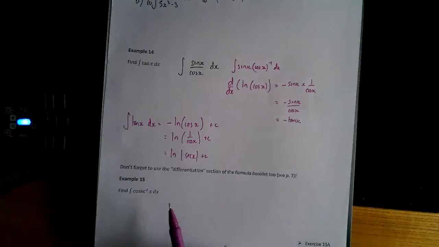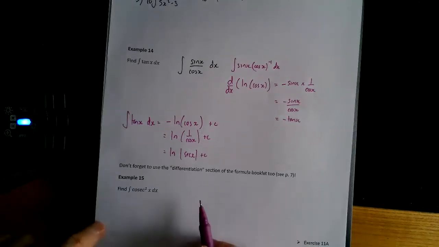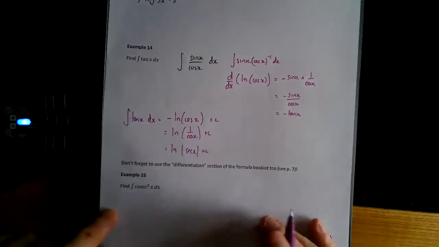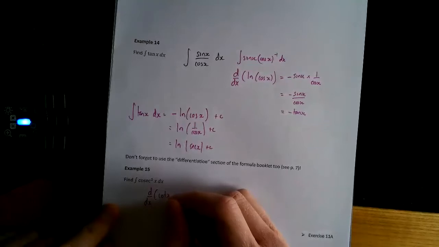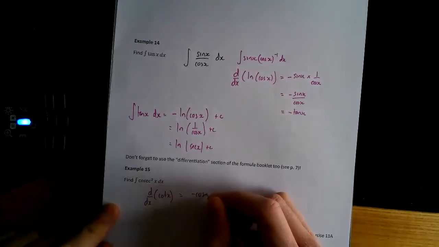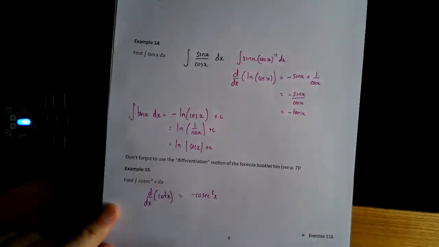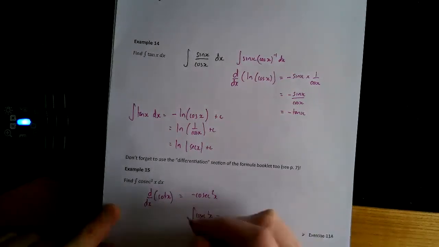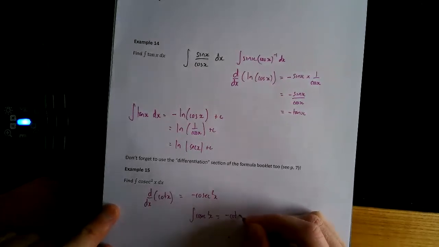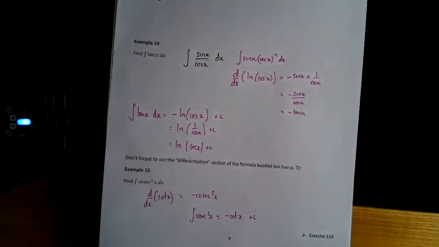Okay, and last one, find the integral of cosec squared x. So if you look in the differentiation section of the formula booklet, you'll see that if I differentiate cot x, we get minus cosec squared x. So if I integrate minus cosec squared x, I get cot x, but I don't want a minus there. So if I integrate just cosec squared x, the minus should go to the side. So I should get just minus cot x. Let's see. It's all about looking at the right place.